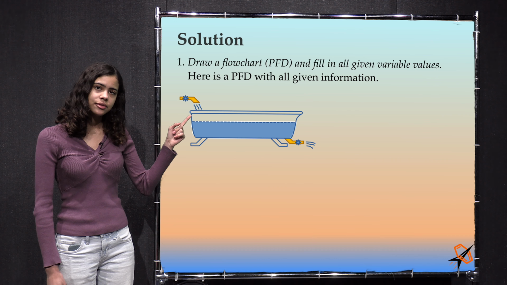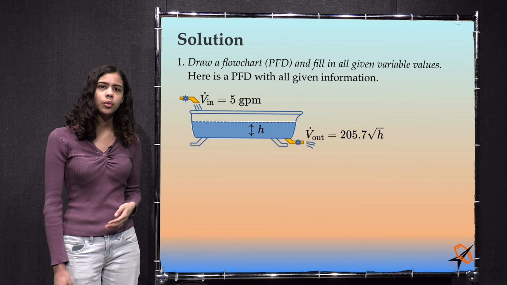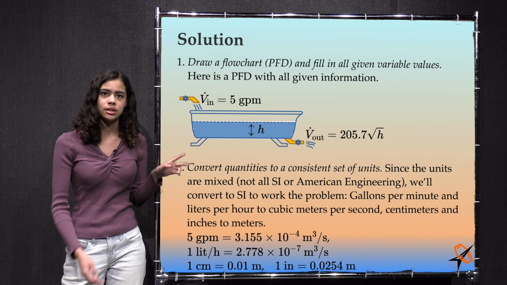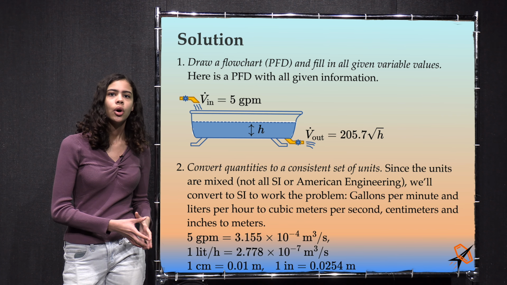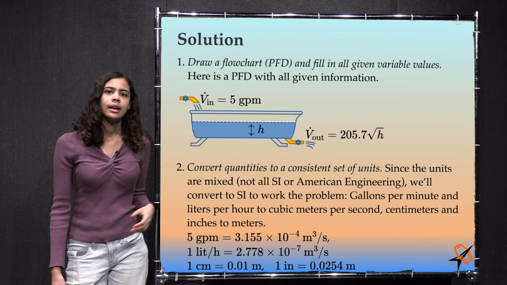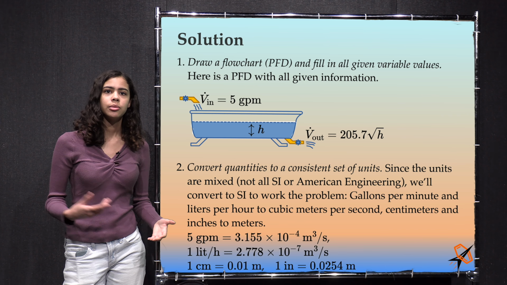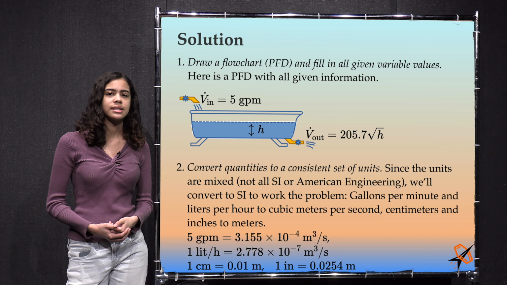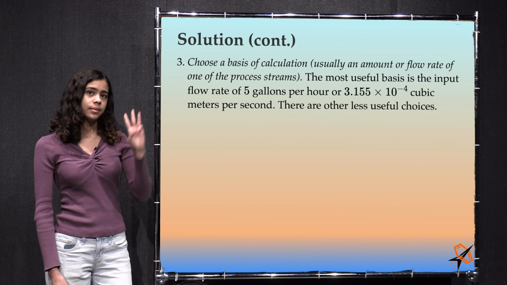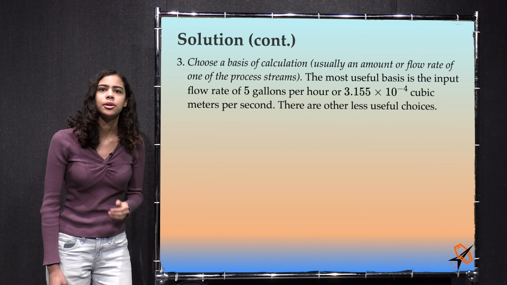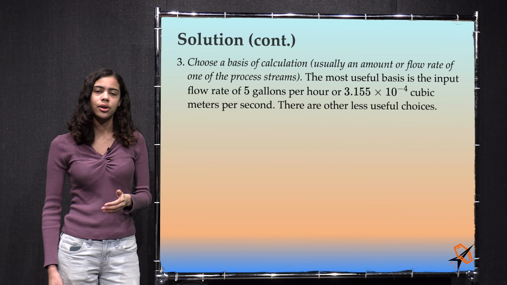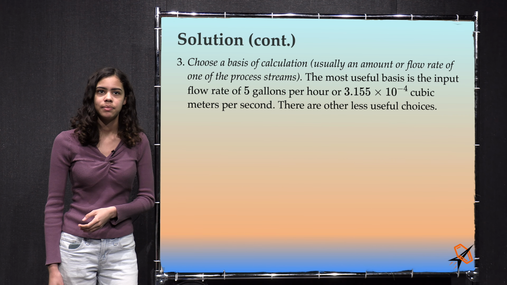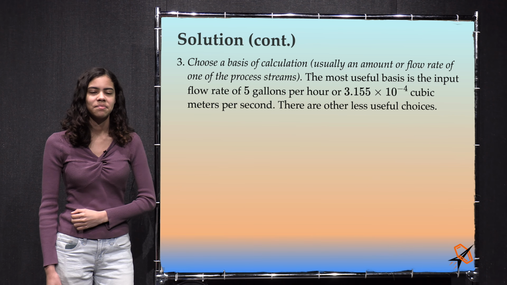1. Here's a PFD with the input and output labeled, along with the variable and given information. 2. Since the units are mixed, not all SI or American engineering, we will convert to SI to work the problem. Gallons per minute and liters per hour to cubic meters per second, centimeters and inches to meters. The conversions are as indicated. 3. The most useful basis is the input flow rate of 5 gallons per minute, or 3.155 times 10 to the negative 4 cubic meters per second. There are other less useful choices.